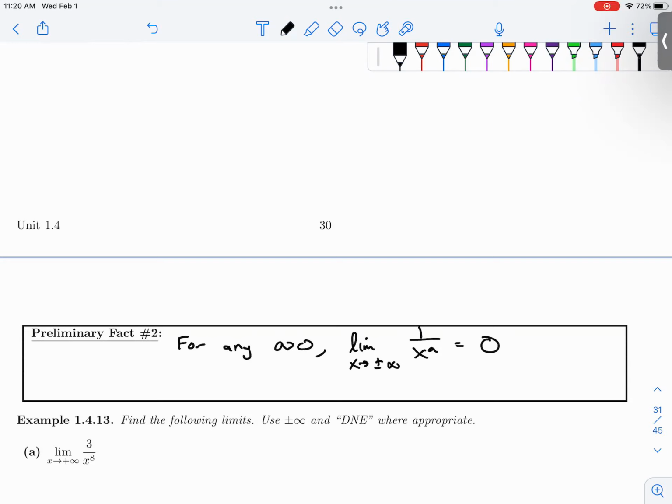For any a greater than 0. For any number greater than 0, 1 over x to the a will go to 0. Because even if it's negative 5 billion, 1 divided by negative 5 billion is still tending towards 0 from the left, but its actual limit will be 0. We'll use that, and then we'll figure out how to calculate limits at infinity analytically.